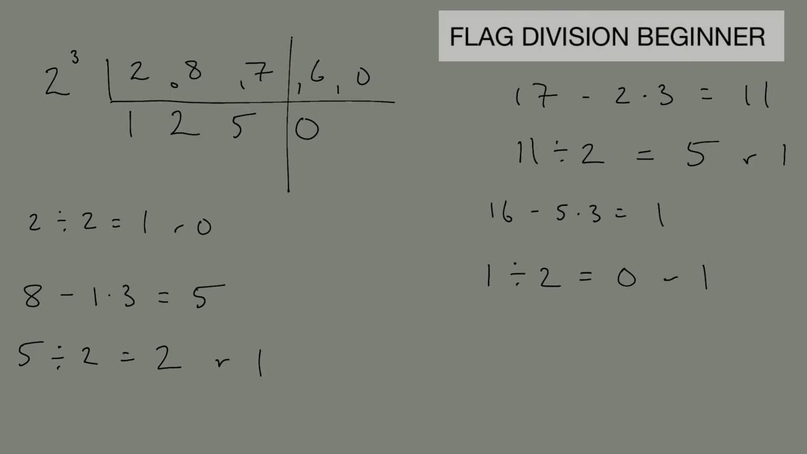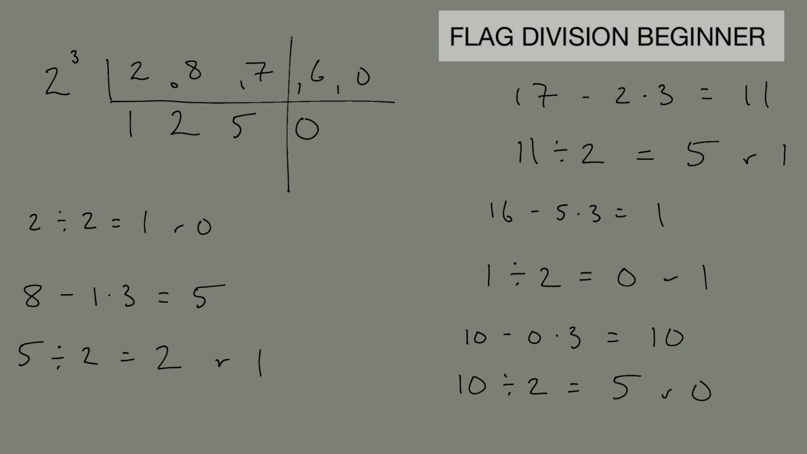Okay, next step, same thing we're going to do here. 10 minus 0 times 3. That's 10 minus 0. 10 minus 0 gives us 10. So 10 minus 0 times 3, we get 10. So now we're going to take 10 divided by 2. 10 divided by 2 gives us 5, remainder 0.